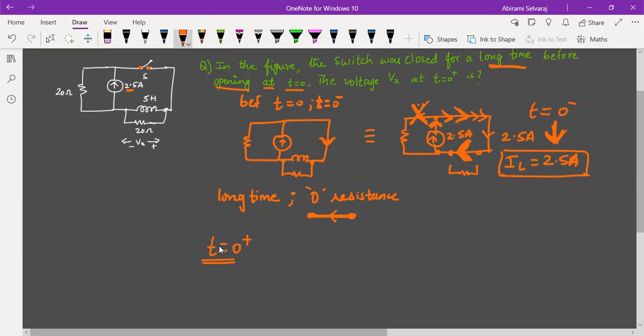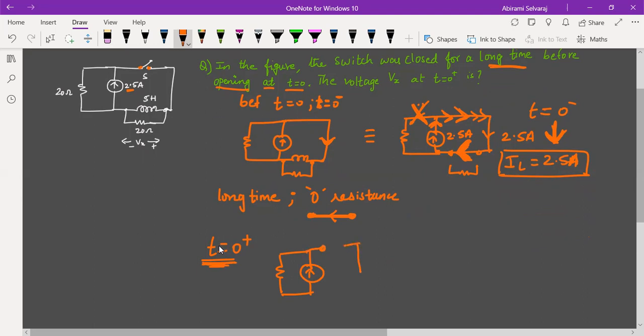Just after opening the circuit, what happens? So how would the circuit look? Okay, let me draw everything together. So everything is there, very good. And what happens to the inductor? We again know the property of an inductor that now the path is open, right?